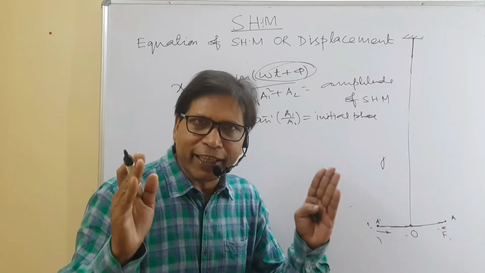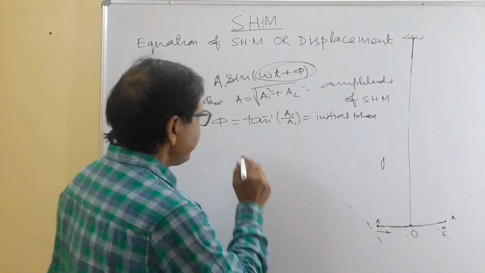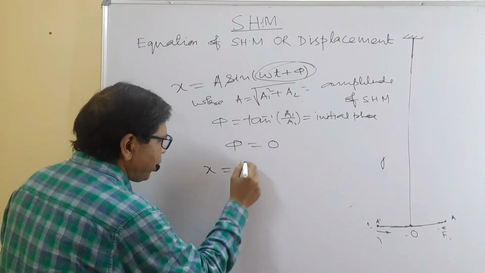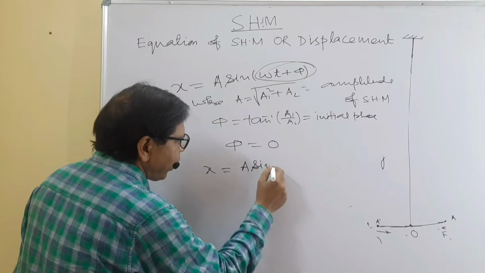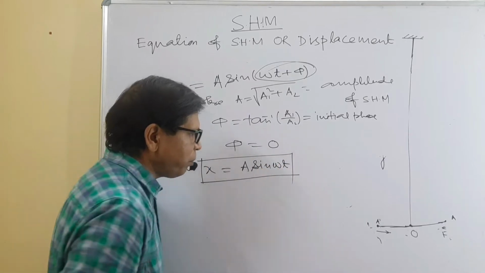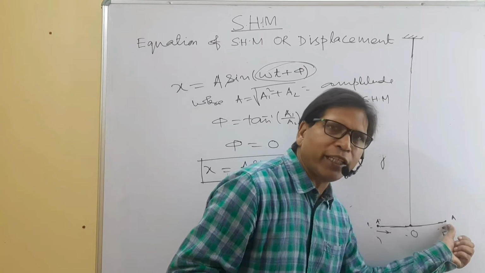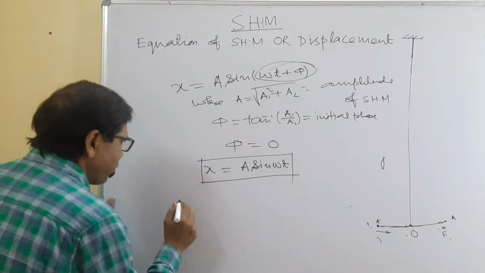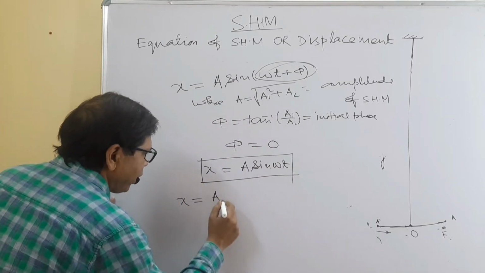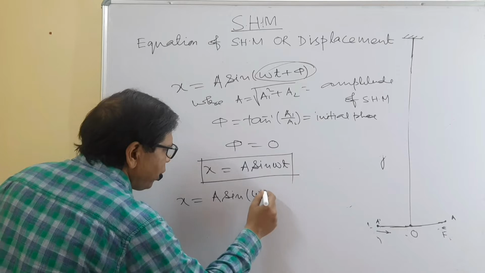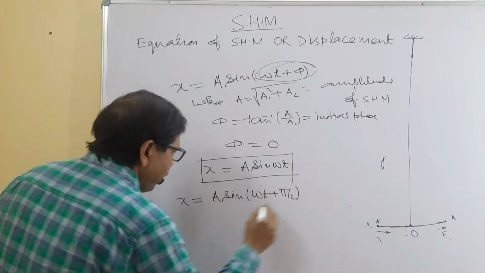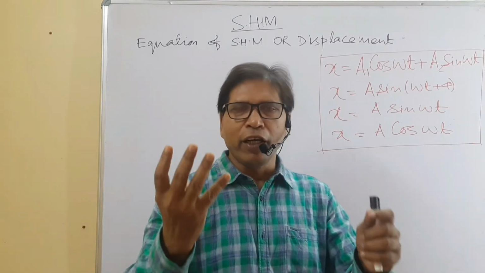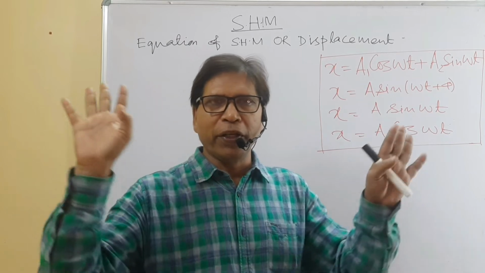If the motion starts at the mean position, then phi equals 0. Therefore, the equation of SHM is x equals A sin omega t. Okay, and if the motion starts from the extreme position, then phi equals pi by 2. Therefore, this equation becomes A sin(omega t plus pi by 2). Okay, therefore x equals A cos omega t. So we get four relations of displacement.